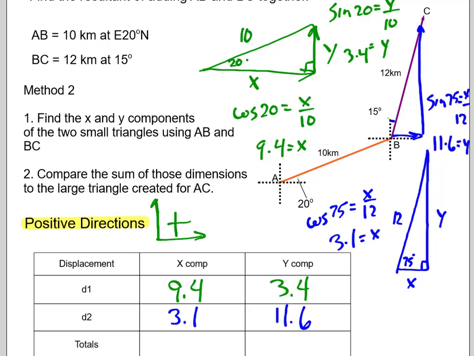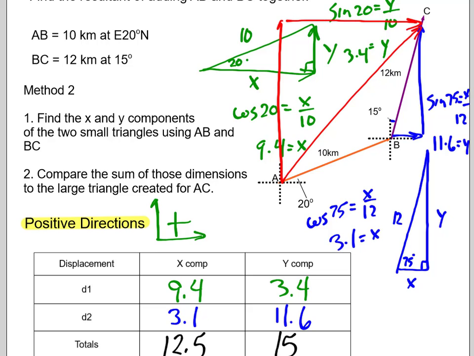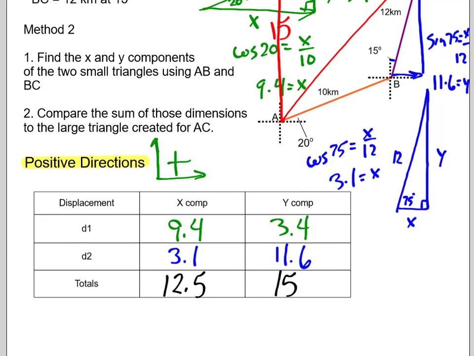If we add these up, we get 12.5 and 14, 15. Okay, so now that vector right there, if I went 12.5 to the right and 15 up, I would create this really large red triangle. So this is 12.5, this is 15, and you'll notice you've made a very large right triangle, which we can now use both Pythagorean theorem and SOHCAHTOA on, which are skills we have in abundance.